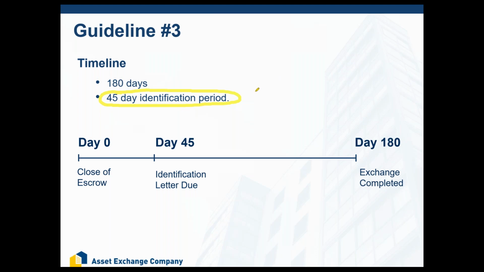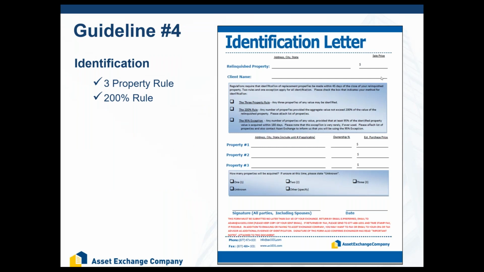45. Day 45 is very important because day 45 is the day that you have to submit your identification letter stating in writing what you're thinking about buying. So, on day 45, you have to actually fill out an identification letter. And this is what it looks like, guys. This is an actual identification letter from my company.